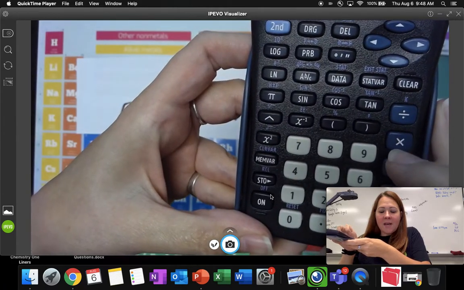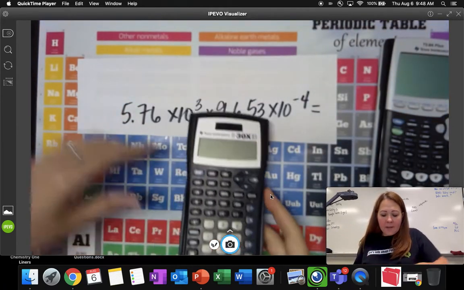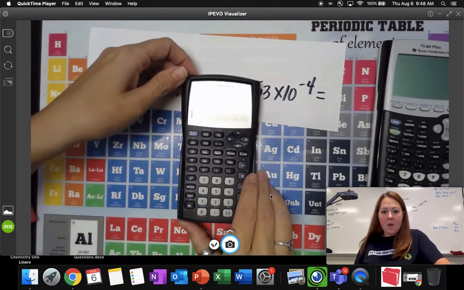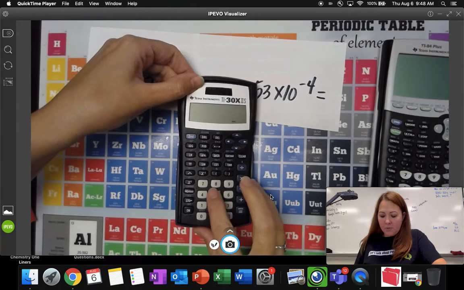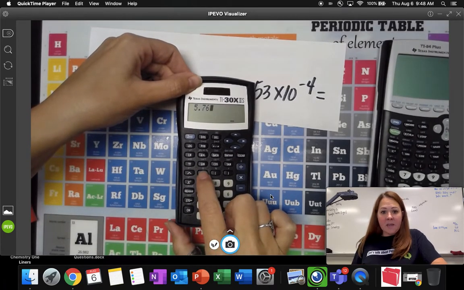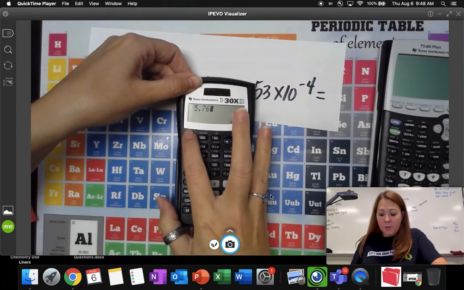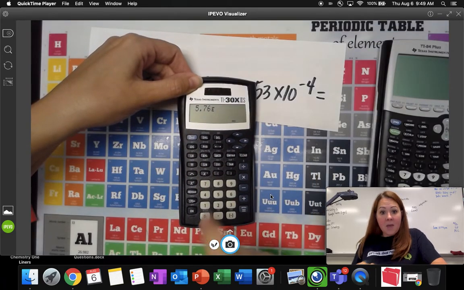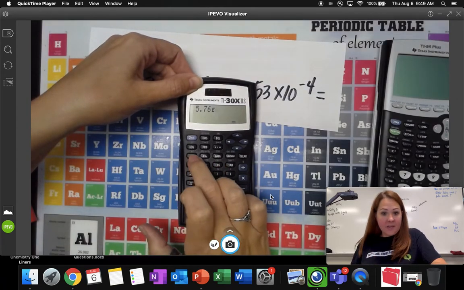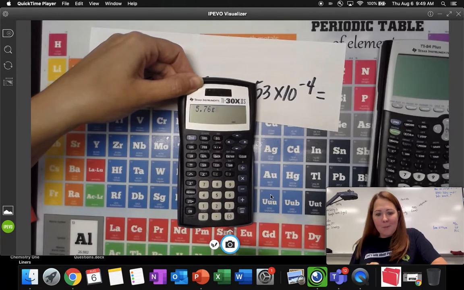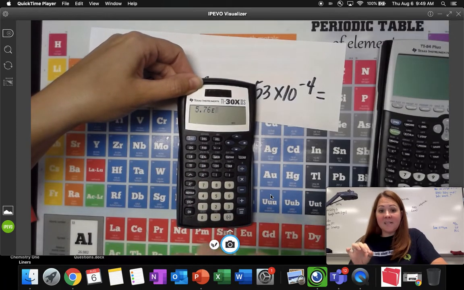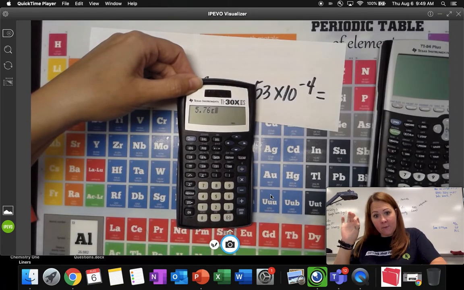So how you get to that EE button, like if I'm plugging in the 5.76 times 10 to the third power, what I'm going to do here is I'm going to push 5.76. To get to that EE, which means exponent, we're going to push second E. And my screen just has one E. That's to distinguish it from the other E up there. But it is just a capital E. That E is exponent, and it puts in the times 10 to the whatever power.